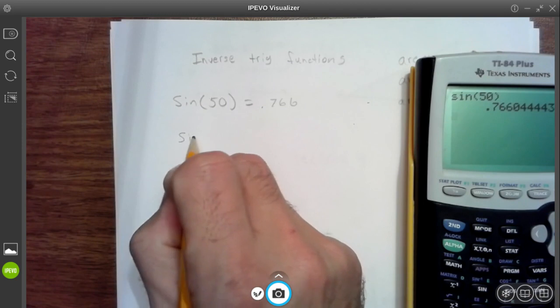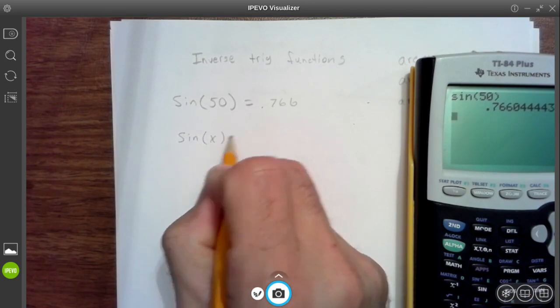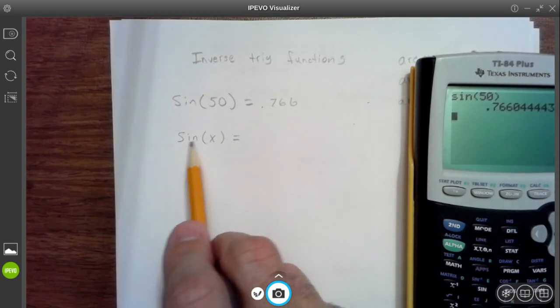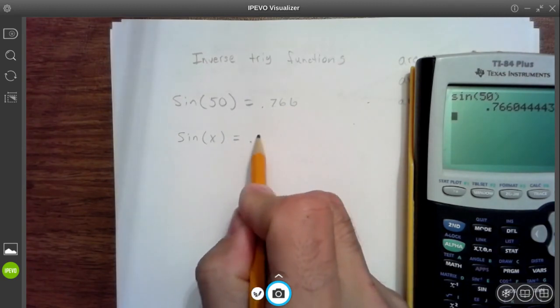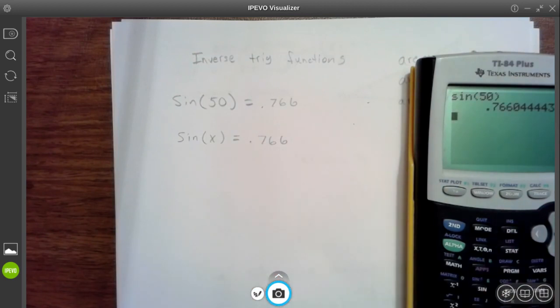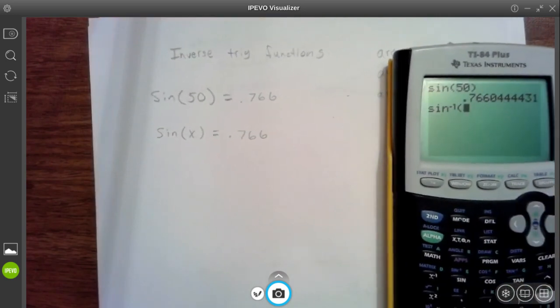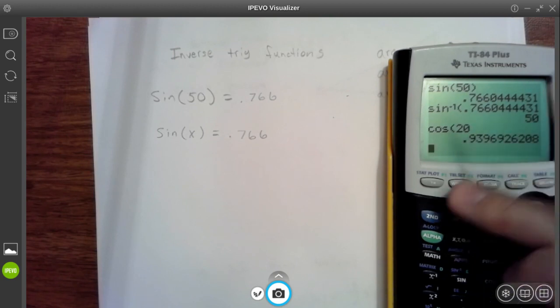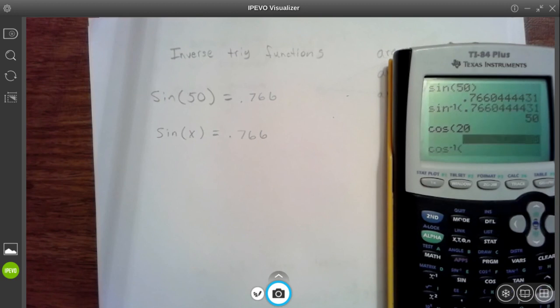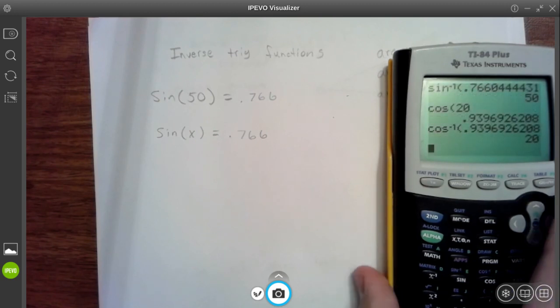But what the inverse trig functions are good for is, let's say you wanted to do sine of some angle and you wanted to get 0.766044 back as an answer. That's where these inverse trig functions come in. If you do sine inverse of this, it's going to give you back the 50. That's what it does. If I have cosine of 20 degrees and I do inverse cosine of that, it's going to give me back the 20 degrees.